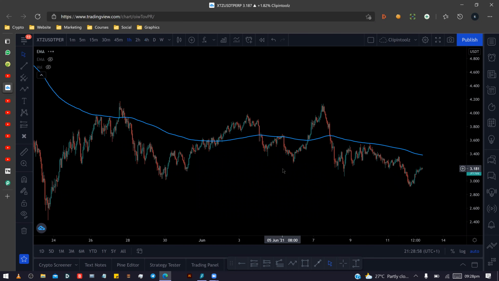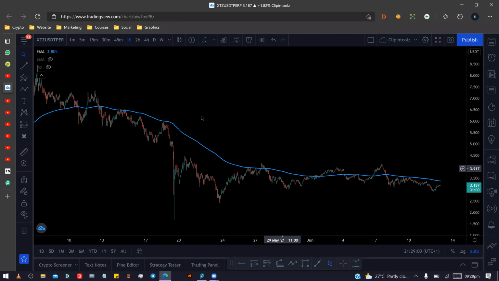So that's basically it. It acts as support and resistance. We call this one dynamic support and resistance.